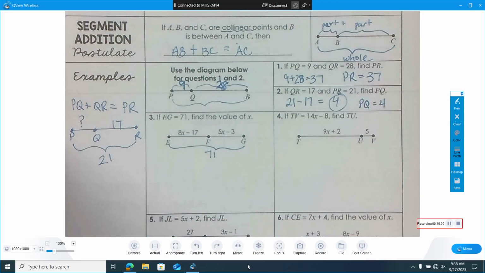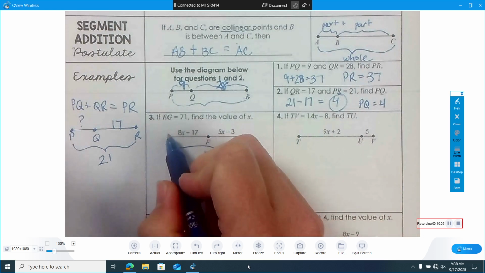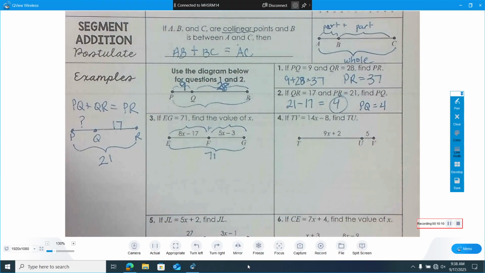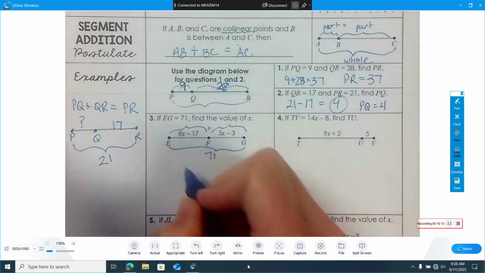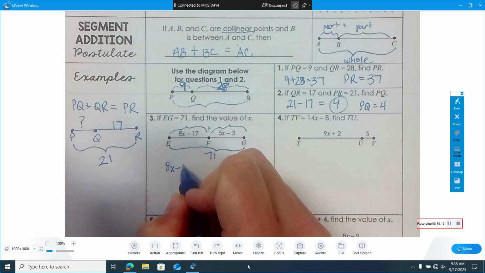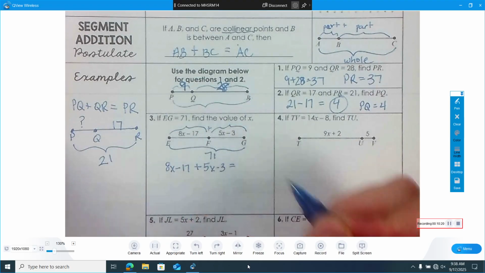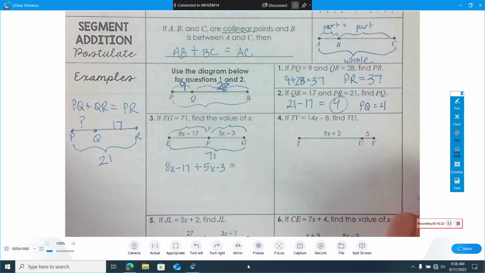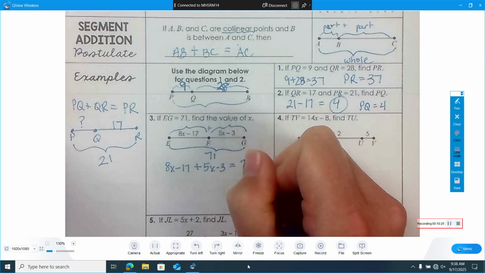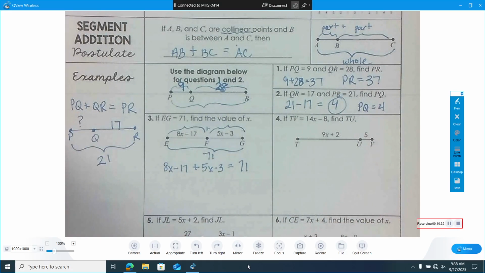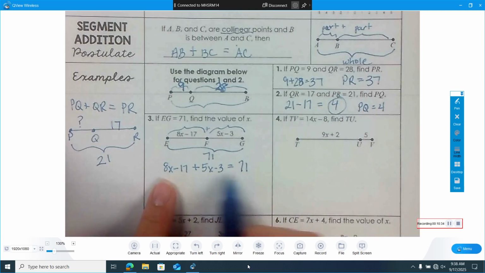Now, if we're thinking about segment addition postulate, then I should be able to say little piece plus little piece equals the big piece, okay? So we're going to write that down. We're going to say, hey, this little piece, 8x minus 17, plus another piece, 5x minus 3, equals the whole thing. What's the whole thing? 71. All right? Little piece plus little piece equals the whole thing. This is part one. Now we just use our algebra skills to solve. So this is my equation.